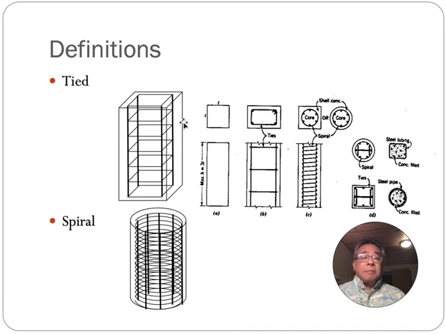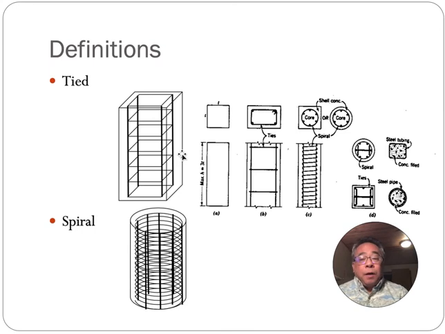And typically square columns are tied, but I have seen square spirals. So the main thing is: is it continuous spiraling up? That would be a spiral. Or are they individual hoops tied up going up the column?